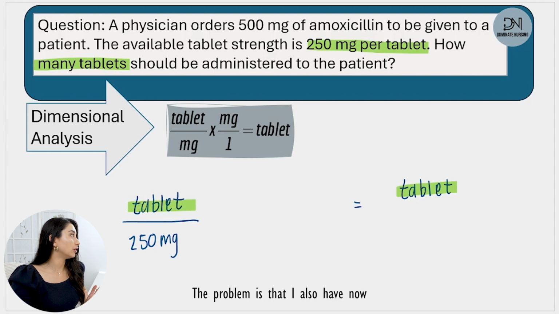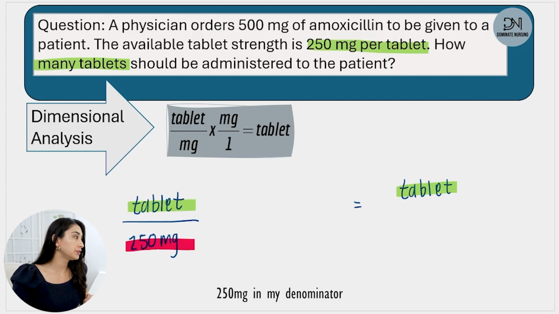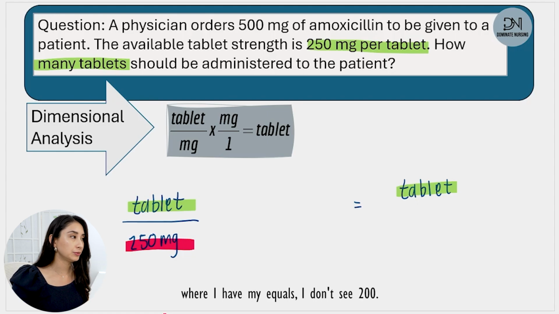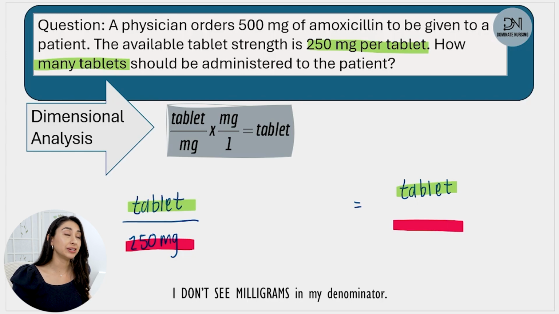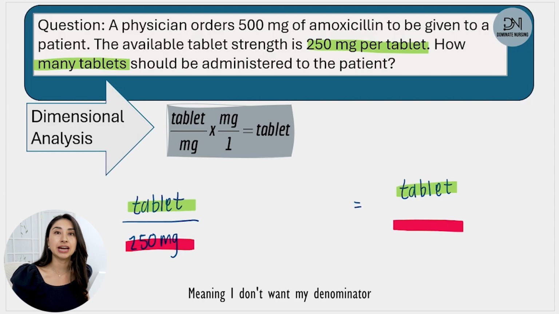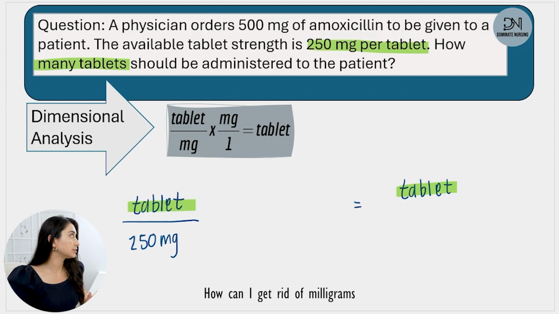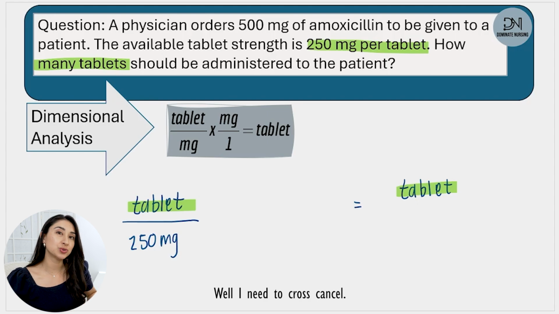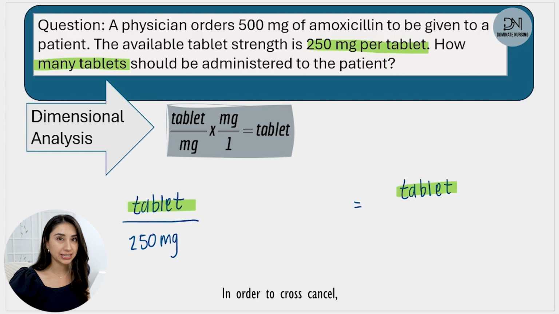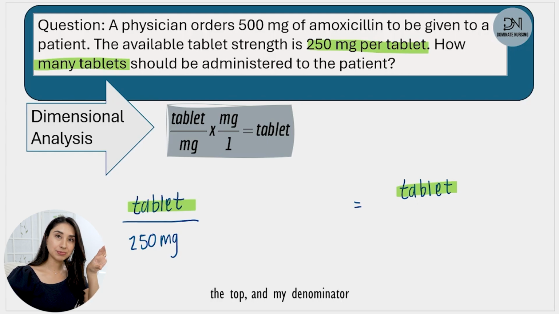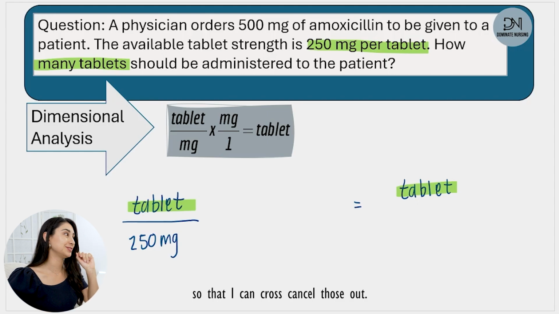The problem is that I also have now 250 milligrams in my denominator. My denominator should not have that. If I look to the very right where I have my equals, I don't see milligrams in my denominator, meaning I don't want the denominator to have milligrams. So let's get rid of those milligrams. How can I get rid of milligrams from this example? Well, I need to cross cancel. In order to cross cancel, I need to make sure that I have the same units in my numerator, the top, and my denominator so that I can cross cancel those out.